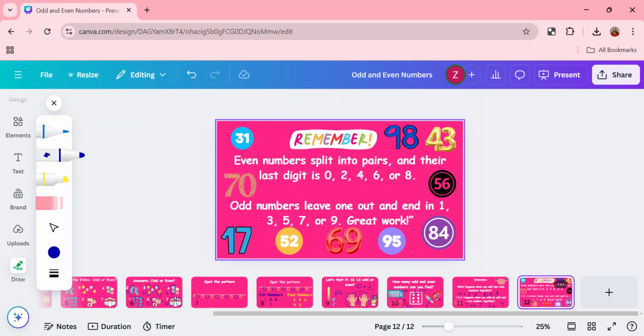So recap, a final remembering session. This is our last little bit. Even numbers, they split into pairs and their last digit is 0, 2, 4, 6 or 8. Odd numbers, they leave one out and there's always one left over. They end in 1, 3, 5, 7 or 9. Great work. I've got some numbers around the edge. Can you work out these quickly, whether they're odd or even?